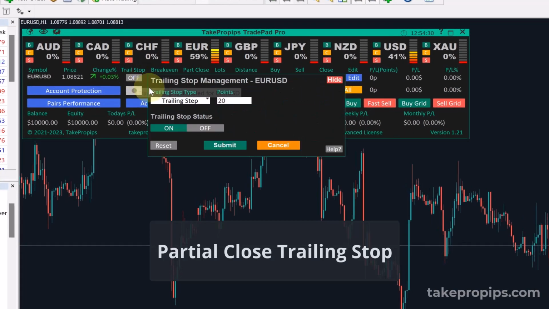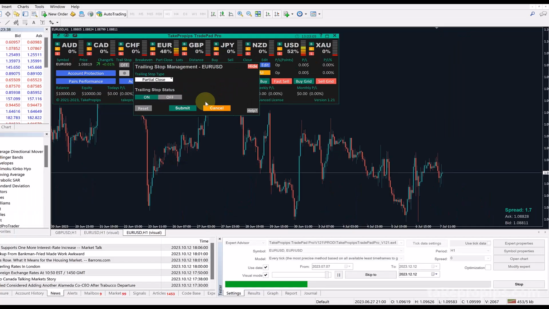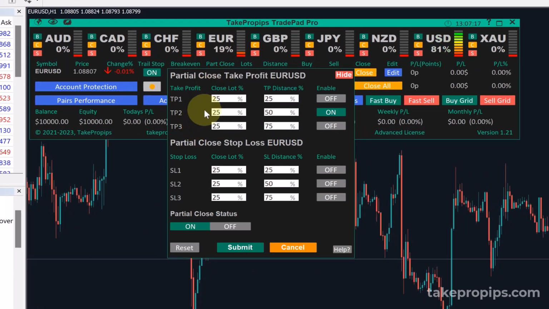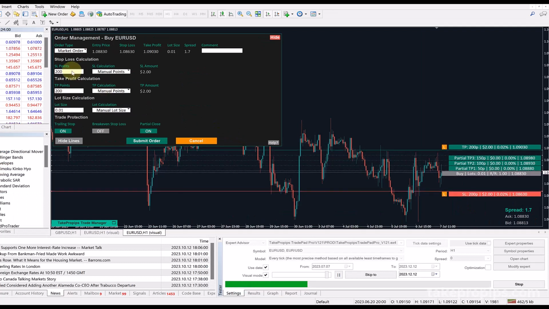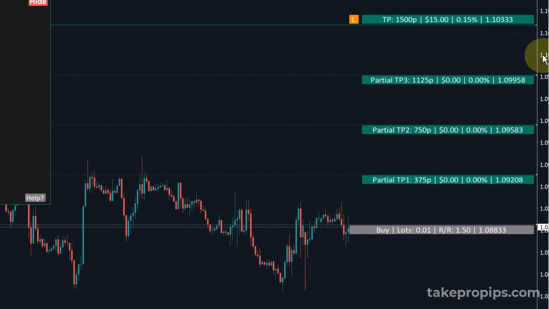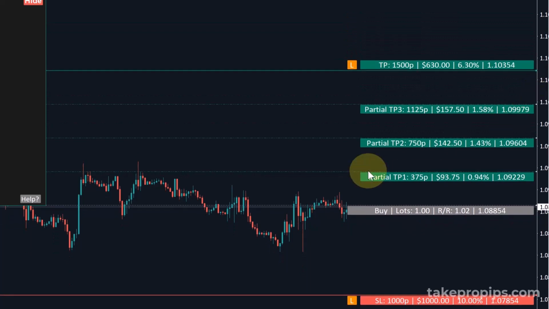And finally, we have partial close. This option allows you to set your trailing stops based on partial take profits. For example, we can enable up to 3 partial take profit targets for our trade, and we will use these targets as our trailing stops. Let's try opening a trade with partial close enabled. As you can see, we have our 3 partial take profits, which we will use as our trailing stops once we hit these targets.